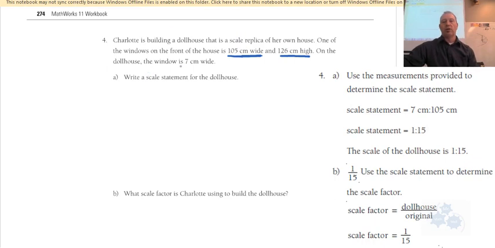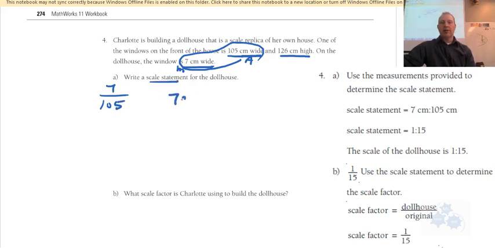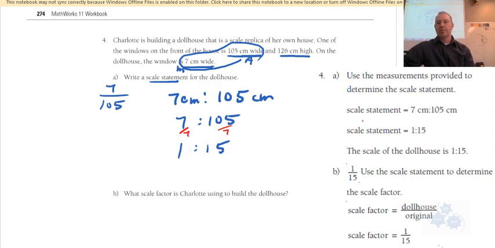On the dollhouse, the window is 7 centimeters wide. So guess what? These are the two measurements that are connected. Here's the model and here's the actual. So we've got 7 over 105, right? The scale statement can be written as 7 centimeters to 105 centimeters, okay? So that's 7 to 105 or 1 to 15 when you divide both sides by 7 to get it in simplest form, okay? So that is your scale statement.